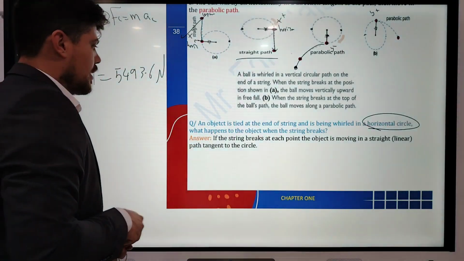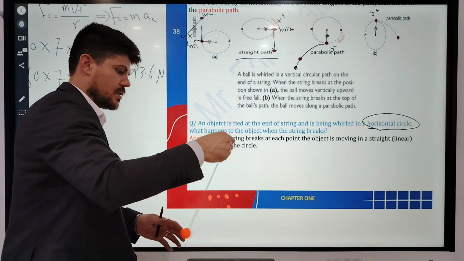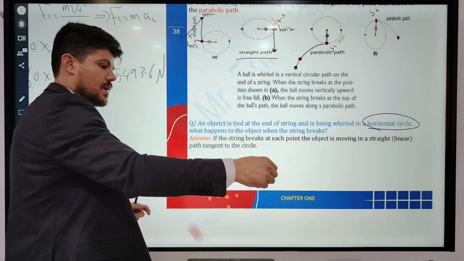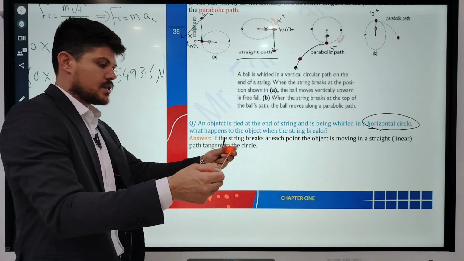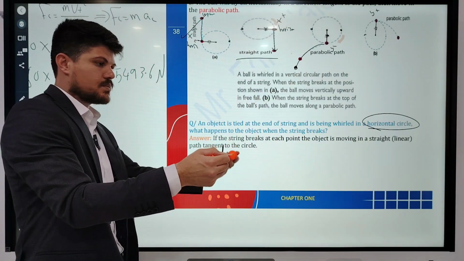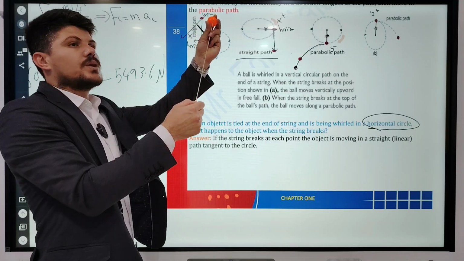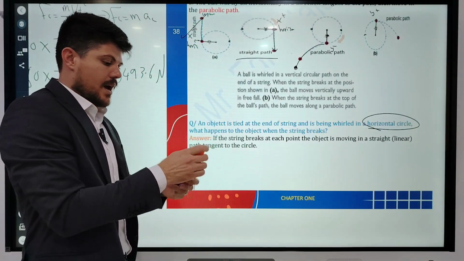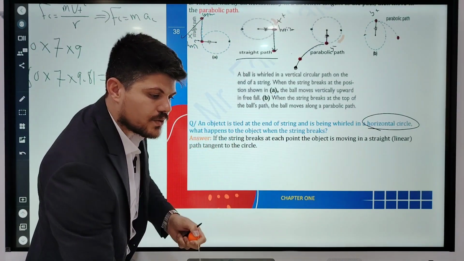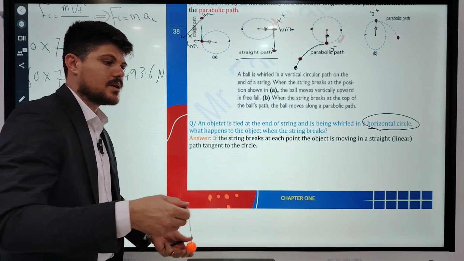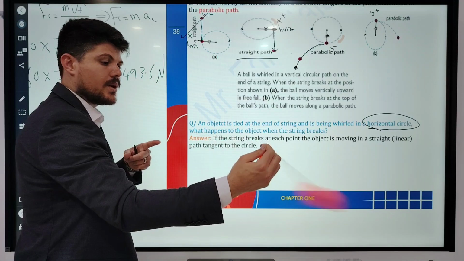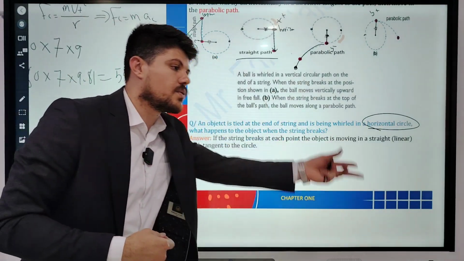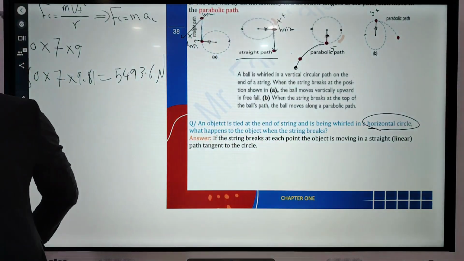So, this question relates, for example, to the vertical case: when the string breaks at this point, the object moves in a straight line. And at this point, the object is moving directly downward. But in the horizontal path, when the string breaks, the object follows the parabolic motion. Okay?